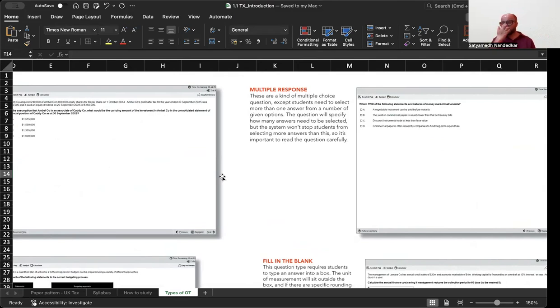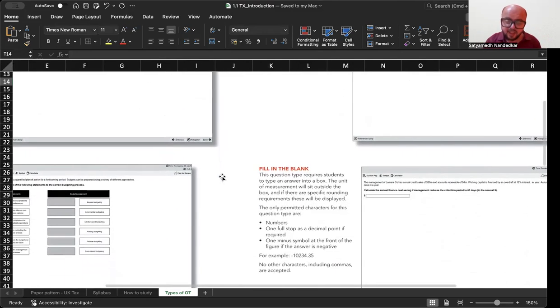Now, some people ask me, sir, what if I pick up one correct and one incorrect? Will I get marks for the one? The answer is no. You will get full marks only if you pick up two correct options. Otherwise, you are not getting anything.